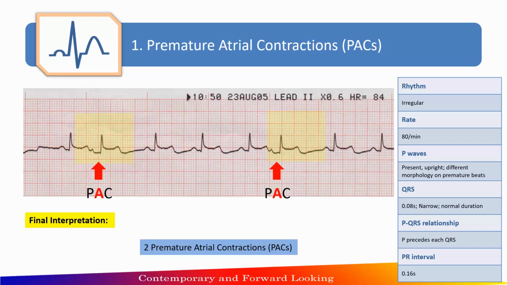Sinus Ps precede each QRS with normal PR intervals, which tells us that the underlying rhythm is in fact sinus. At a rate of 80 beats per minute, the rhythm is not tachycardic nor is it bradycardic. As such, we can conclude that the underlying rhythm is a sinus rhythm. When interpreted together, this rhythm strip shows a sinus rhythm with 2 premature atrial contractions.